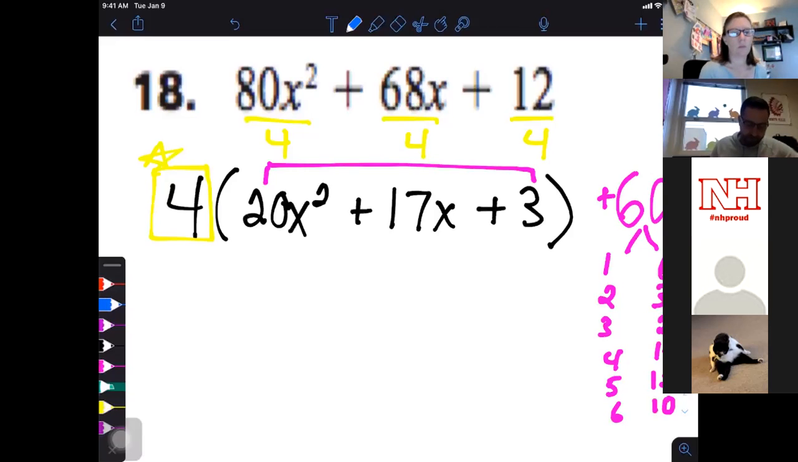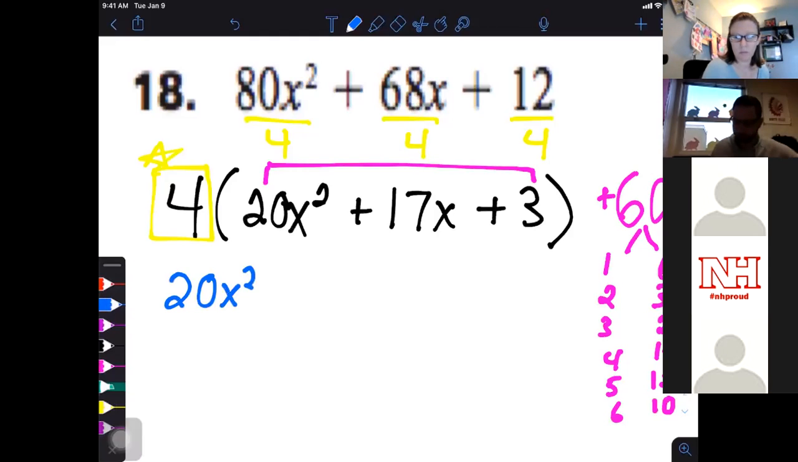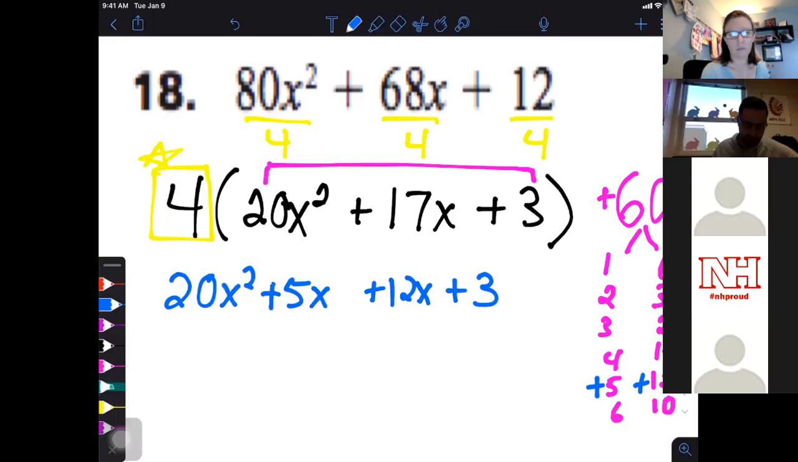So now we're going to break this apart, where we're going to have our 20x squared. And I'm sorry, Anya, what are the factors that add to 17? 5 and 12. Yeah, plus 5 and plus 12. So we get plus 5x plus 12x, and then your plus 3 on the end. Through here, you draw your dashed line, or just separate them.